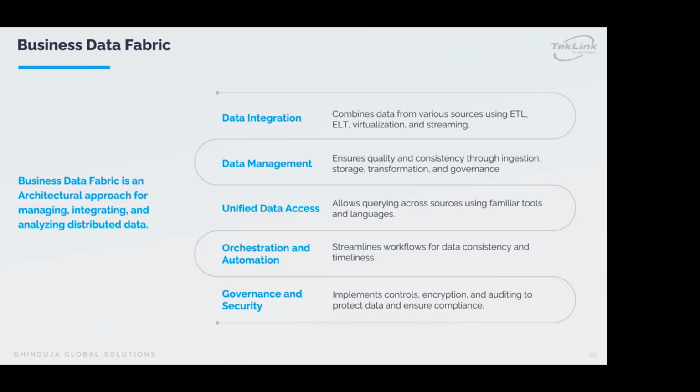Last but not least, governance and security. As we know, a lot of our finance data, HR data, and other data require different types of governance and security, to make sure controls, encryption, and auditing of protected data are properly implemented, and that compliance is achieved. That's why all the data becomes part of one system as one source of the truth.